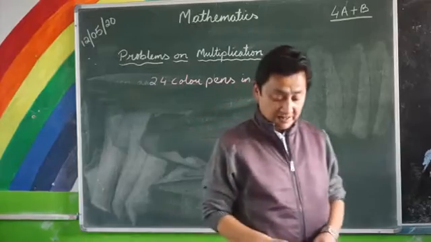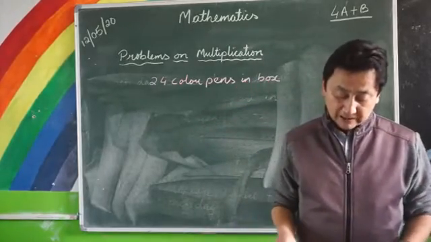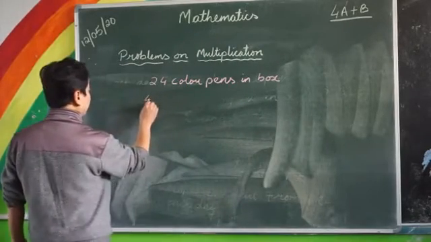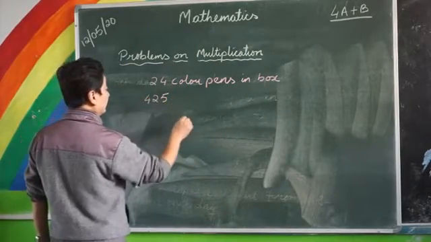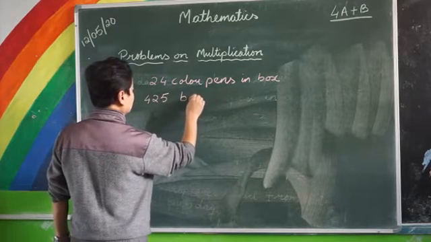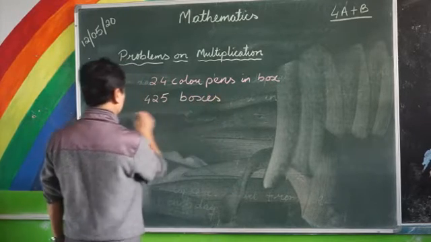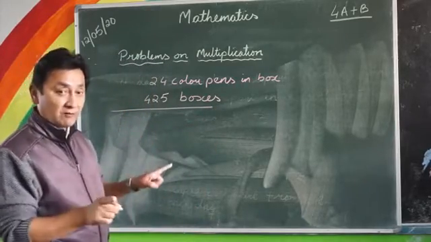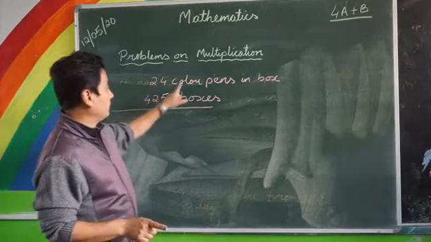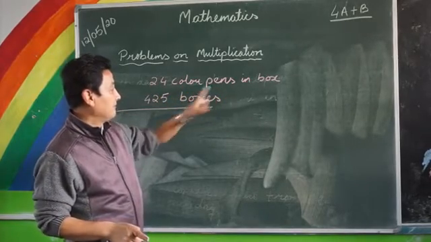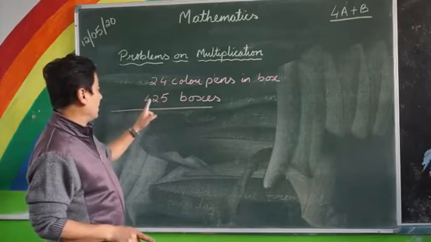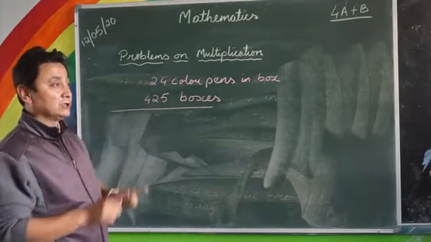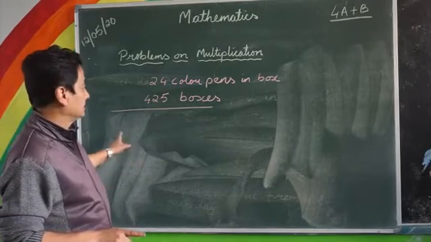And we have to find out how many color pens are there in 425 boxes. Okay, this is the question that is in the book. Again, short form I'm writing the answer. 24 color pens in a box, and there are altogether 425 boxes. Now, from looking at the question, we can make the statements.